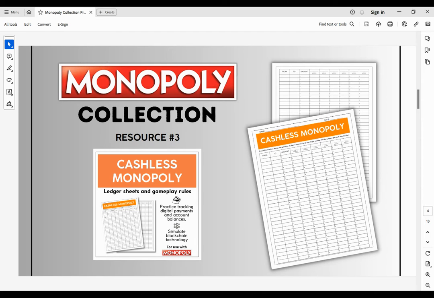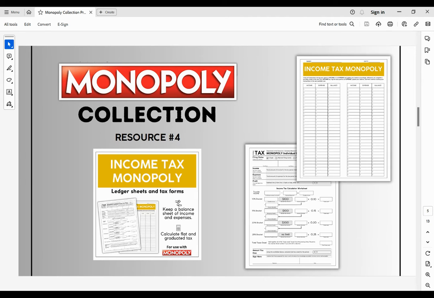Next up, we have Cashless Monopoly. This is for simulating online banking or digital transactions. So getting students used to the idea of transacting without cash and maybe noticing how much they spend in comparison to when they play with cash. It's also a great way to simulate blockchain technology. So every student tracks all the transactions of every player on the board, and they are in constant agreement about who has how much money, in the same way that the blockchain ledger works for something like, say, Bitcoin.